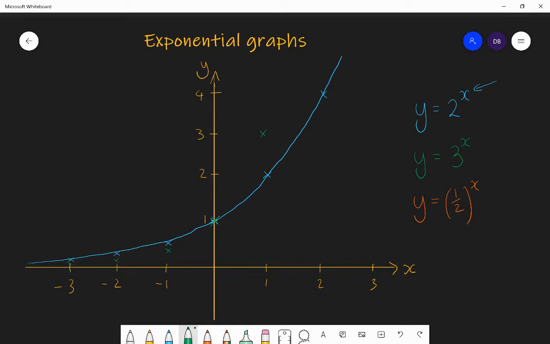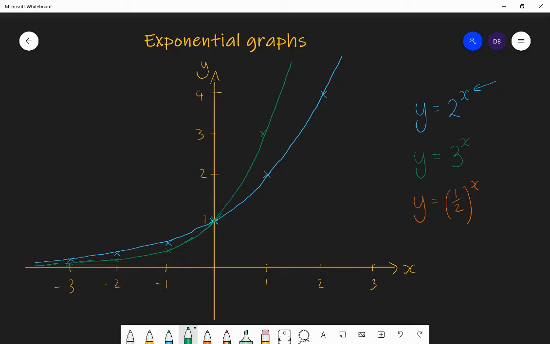3 to the power of minus 3 is 1/27. So it'll be approaching the x-axis. It'll be closer to the x-axis than 2 to the power of x, and it'll be approaching it but never reaching it, just like 2 to the power of x. But to the right of the y-axis, it'll be going up more quickly. It's steeper than 2 to the power of x because it'll be tripling. Every one movement in the x direction, it'll be tripling in the y direction.